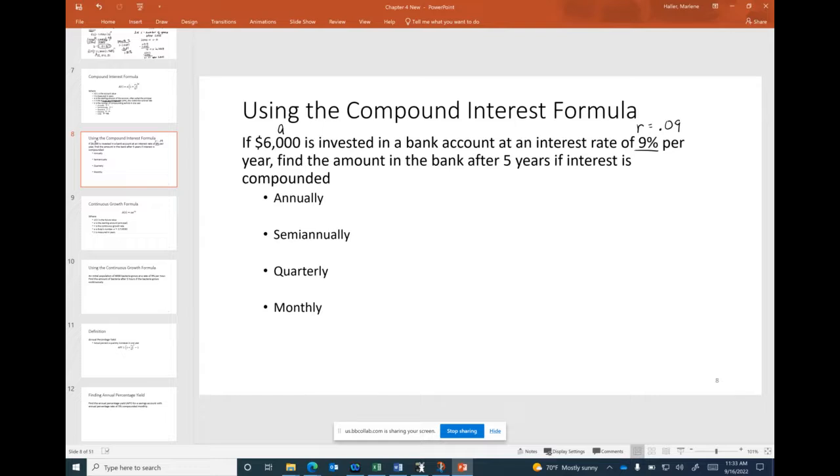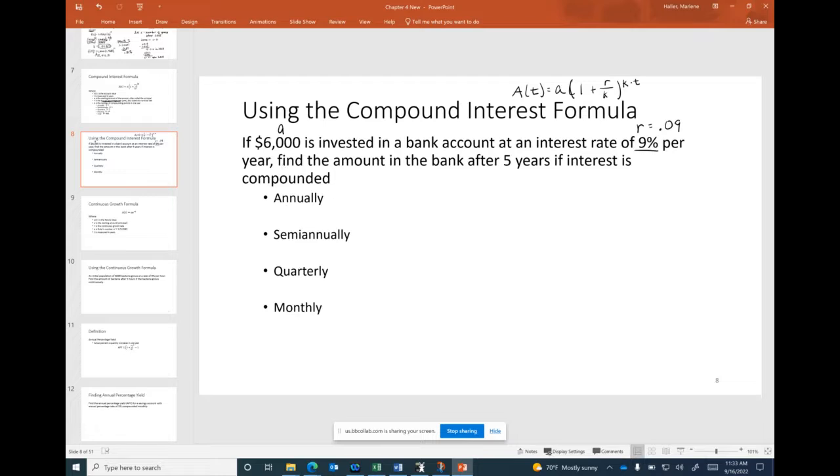Let's write our formula up here so we have it to look at. The future amount as a function of time is equal to the initial amount times 1 plus the annual rate divided by the compounding period, all raised to the compounding period times the number of years. There's our formula. So we know A, that's 6,000. We know our rate is 0.09. Find the amount in the bank after 5 years if the interest is compounded by these different methods.